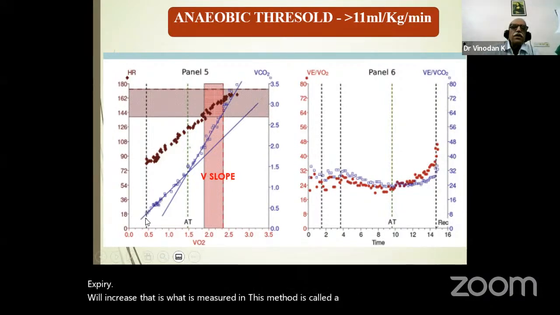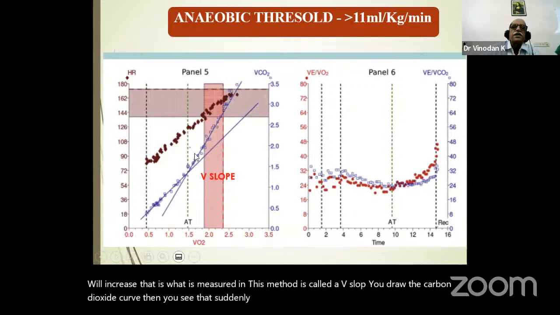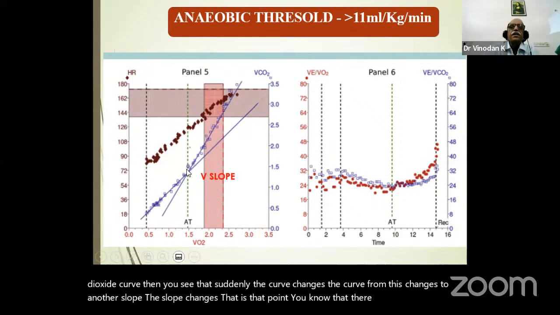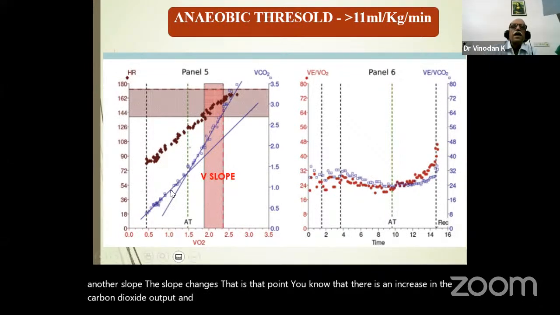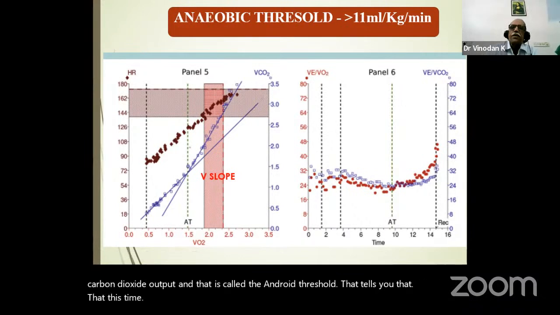So you draw the carbon dioxide curve, and then you see that suddenly the curve changes to another slope. The slope changes. That is the point where you know that there is an increase in the carbon dioxide output, and that is called the anaerobic threshold. That tells you that at this time, anaerobic metabolism has started.